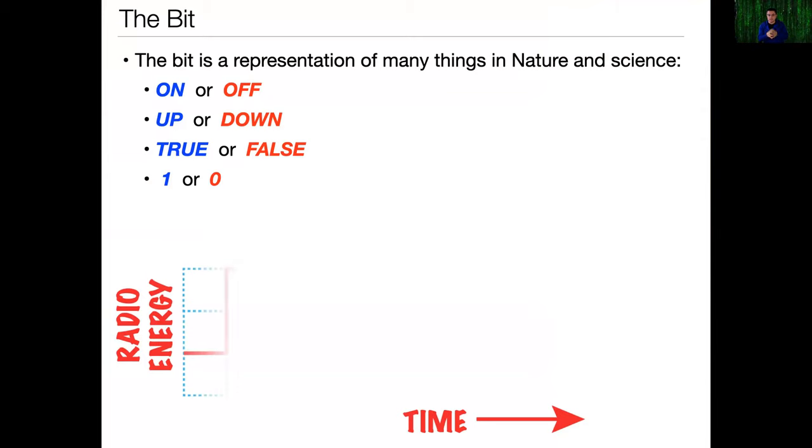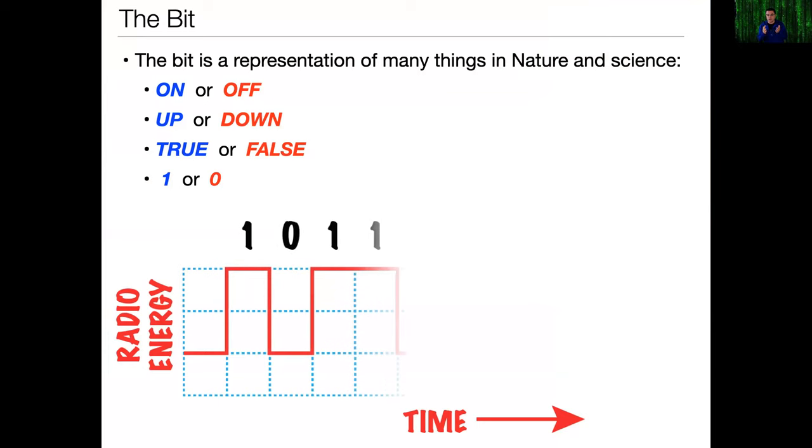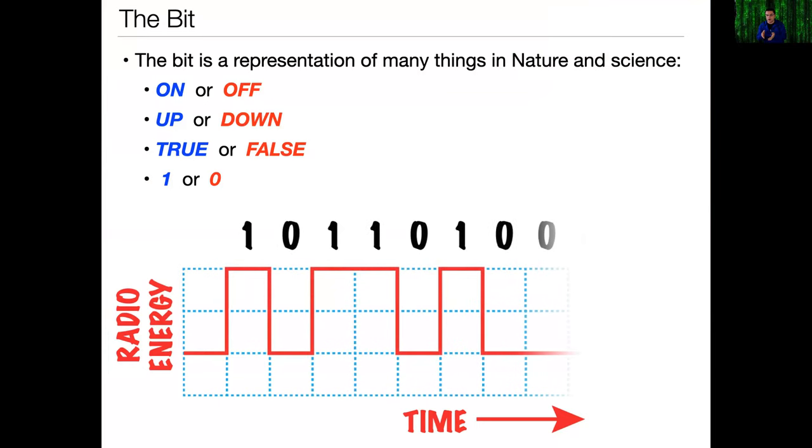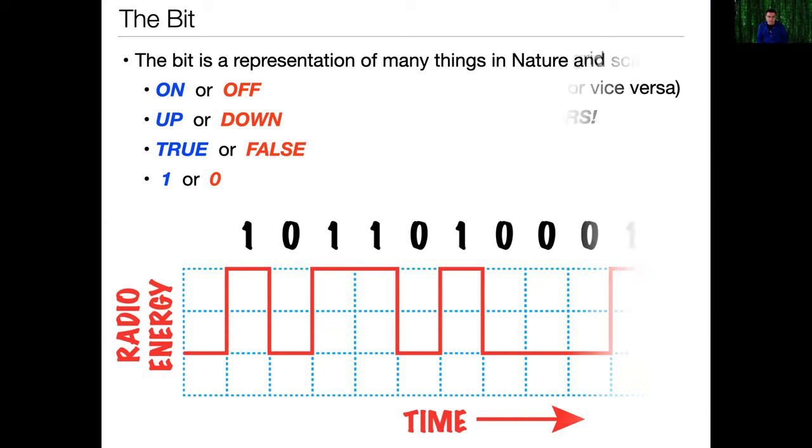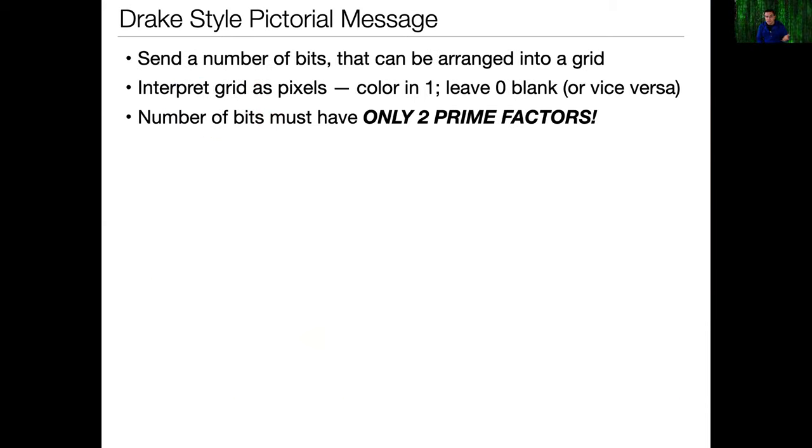So you can imagine constructing a radio signal: on, off, on, on, off, on, off, off, off, on. One, zero, one, one, zero, one, zero, zero, zero, one. You can construct any radio signal you want by just varying the power that you're sending out from your radio signal transmitter. This is the foundation for building radio signals that you can transmit. You just have to turn the power on and off in the appropriate sequence to represent your ones or zeros. So how do you make a Drake-style pictorial message? Well, you basically do the grid problem backwards.